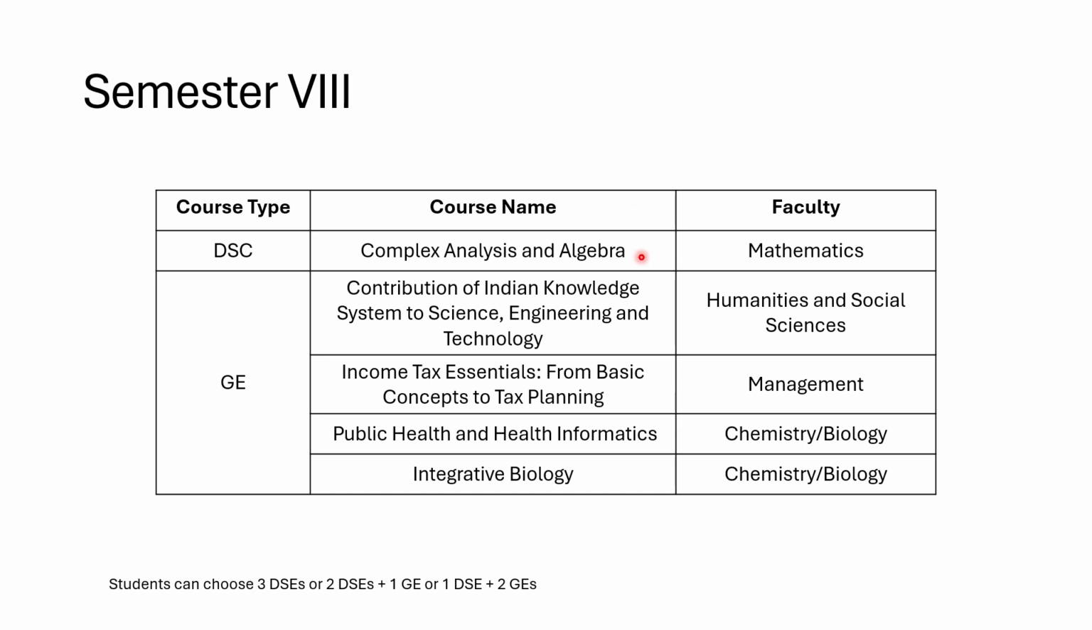For DSC, you have complex analysis and algebra by the mathematics faculty. Among the GEs, again, this format holds. First GE from the humanities and social science faculty, most probably, I might be wrong. You have contribution of Indian knowledge system to science, engineering and technology. From management, you have income tax essentials from basic concepts to tax planning. And from chemistry biology faculty, you have public health and health informatics and integrative biology.